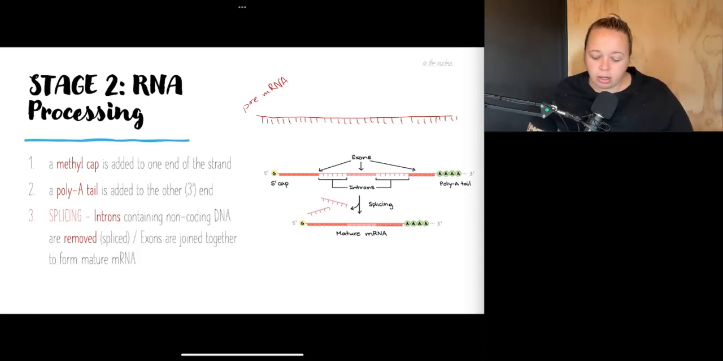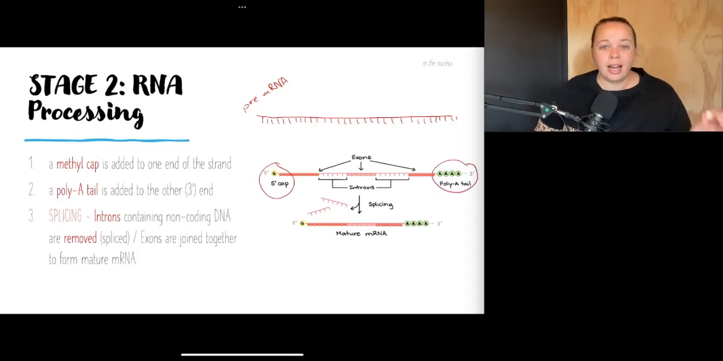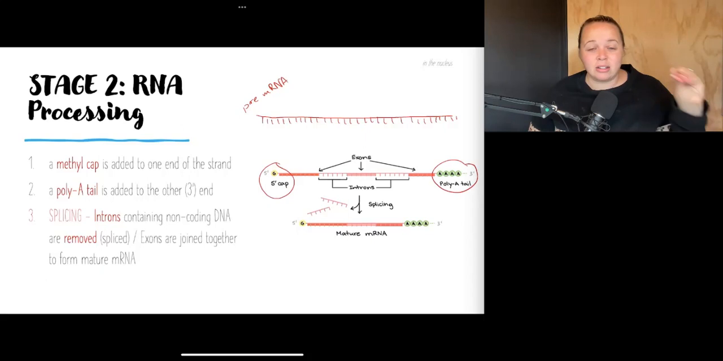All right, so the first thing we're going to do is we're going to add what we call a methyl or a 5' cap to one end of the strand. If you want to know, it's the 5' end, but you aren't required to understand 5' and 3', so you can just leave that out if you wish. On the other end of our piece of mRNA, we're going to add a whole bunch of adenine nucleotides. So this is what we call a poly-A tail. So when you're talking about what happens during RNA processing, we're adding a methyl cap to one end and a poly-A tail to the other end.